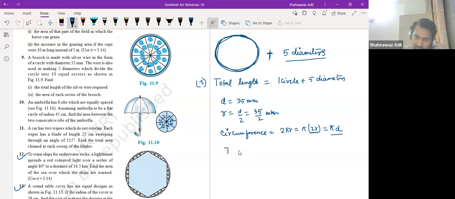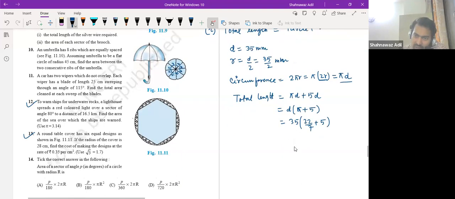So total length is pi d plus pi, right? So this is pi common, d plus 5. So d is 35 and pi is 22 by 7 plus 5. This is how much? 35, 22 by 7 plus 5. 35 into 5 by 7, this is 5. So 35 and 28. So this is the total.